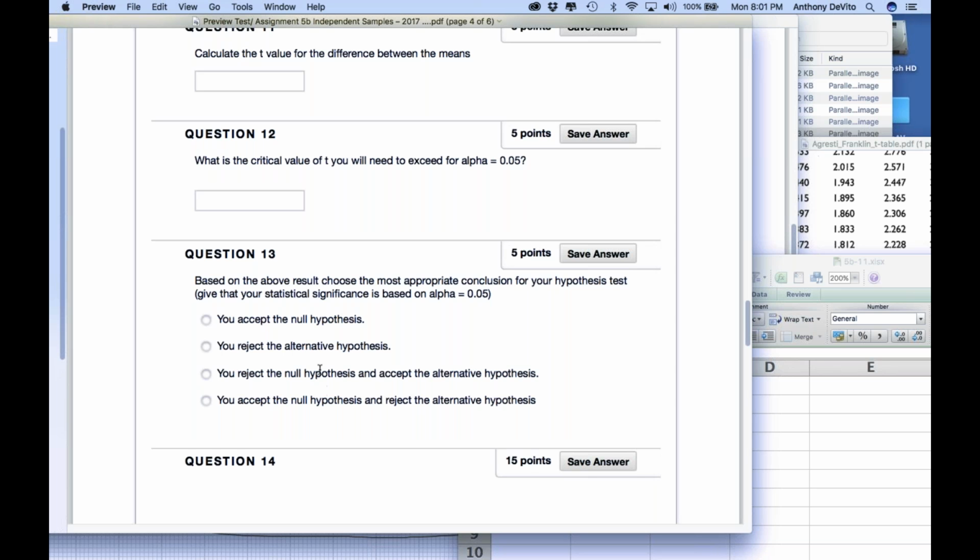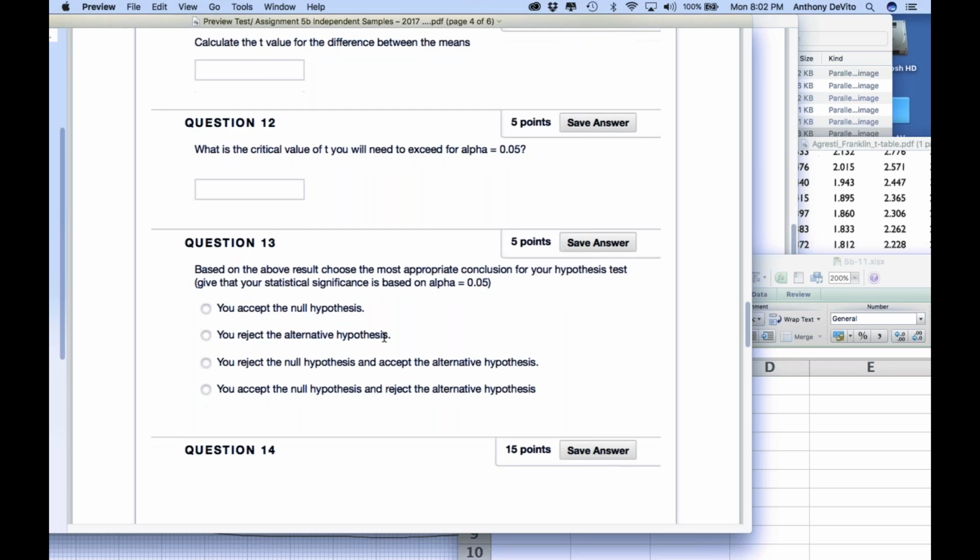Just a quick note here. You never accept the null hypothesis. You fail to reject the null hypothesis. Just because you didn't have enough evidence to reject it doesn't mean that you accept it. You have no conclusion on it. You just fail to reject it.